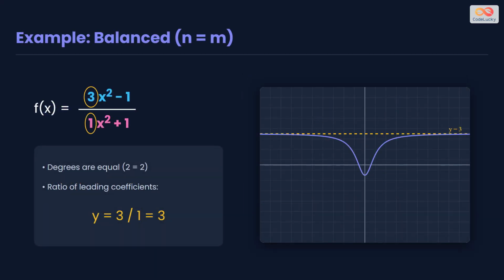For this case, you take the ratio of the leading coefficients. In this example, we have (3x² − 1) / (1x² + 1). Both degrees are 2. So, we divide the leading coefficients, 3 divided by 1, to get the asymptote y = 3.